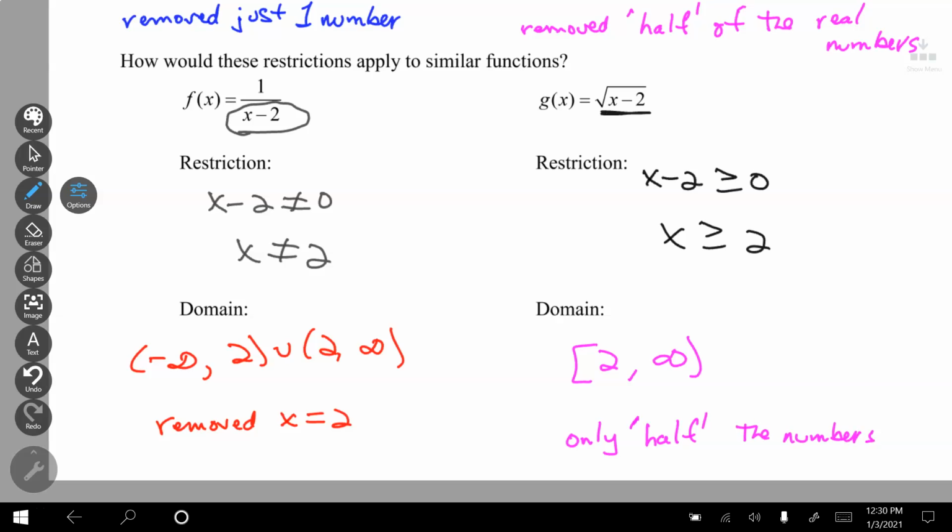So the denominator rule gets rid of one number, so it has very little restriction on the domain, and the square root rule has a much bigger restriction because now you're only using about half of the available numbers.